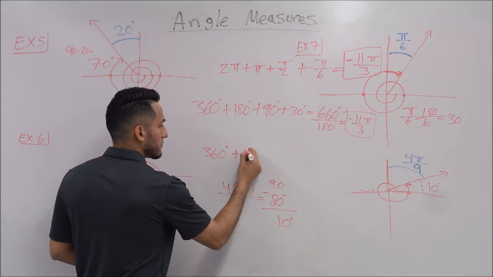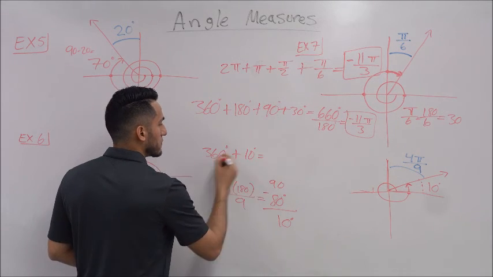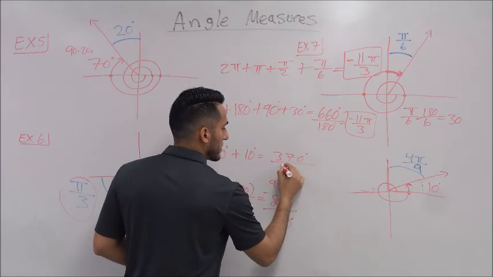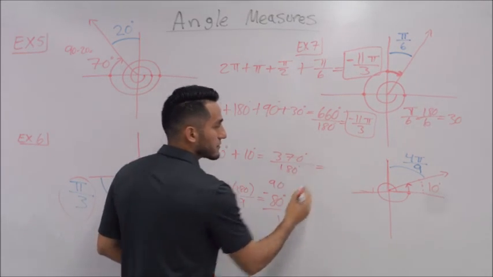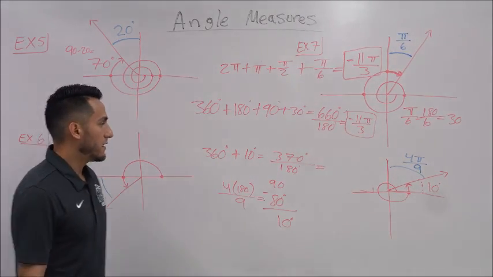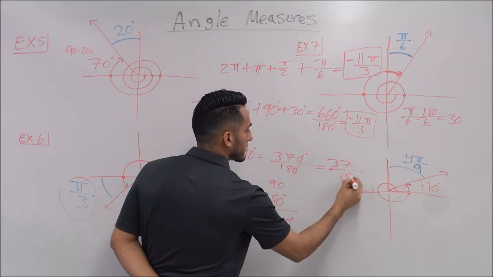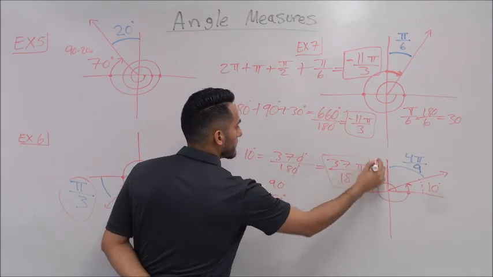So 360 plus 10 is equal to 370 degrees. Divide that by 180 to change it to radians. And then you can see that the zeros cancel, so you're left with 37 over 18 pi.